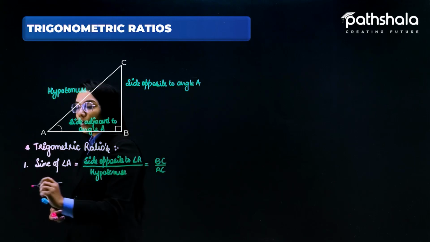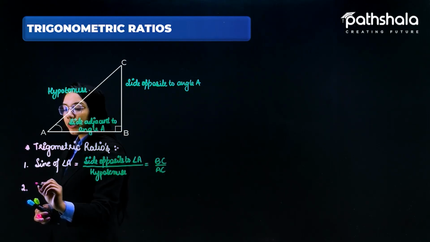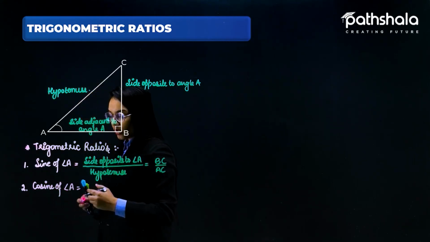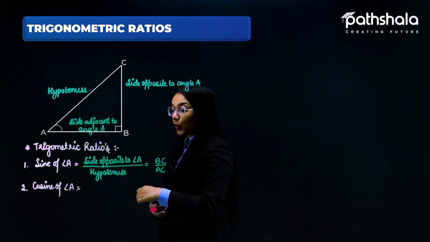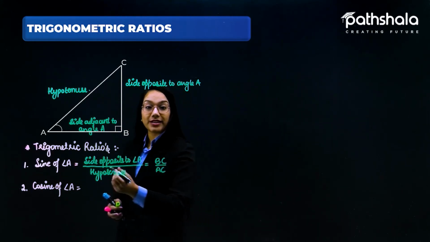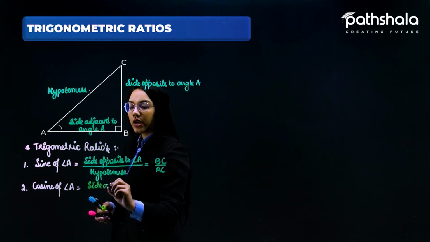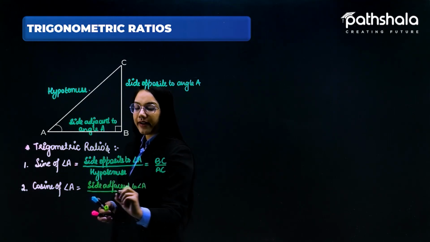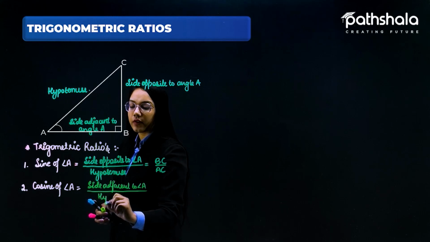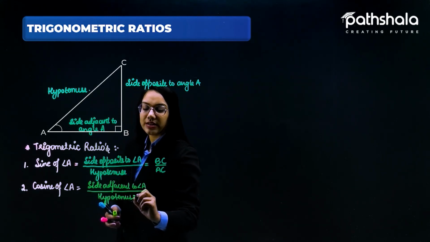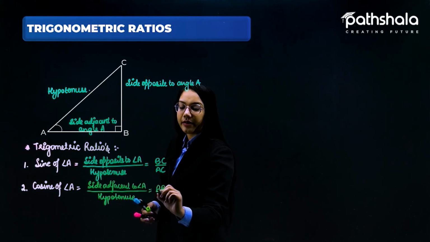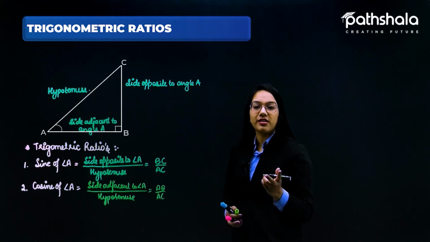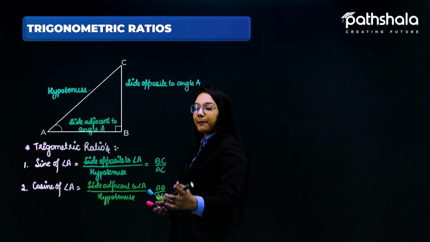This is the very first trigonometric ratio, called the sine of angle A. Now let's talk about the second one, cosine of angle A. Cosine of angle A is equal to side adjacent to angle A divided by the hypotenuse, which is equal to AB divided by AC. So cosine of angle A is my second trigonometric ratio, giving a ratio of the two sides, AB by AC.